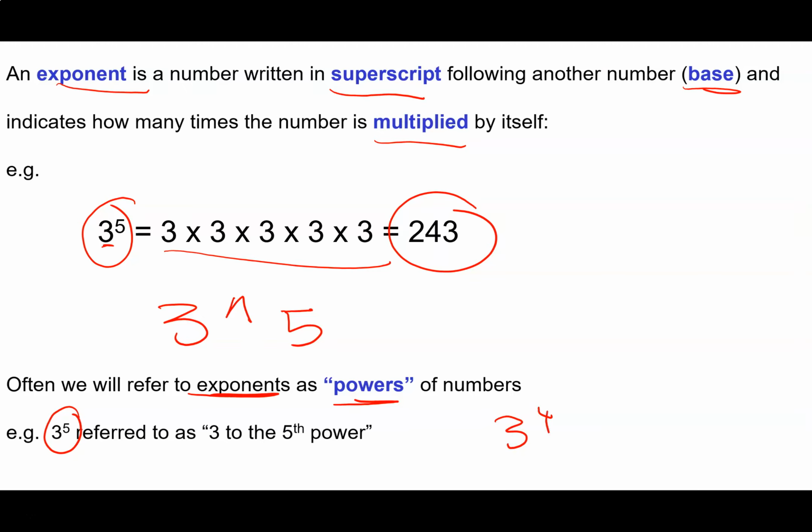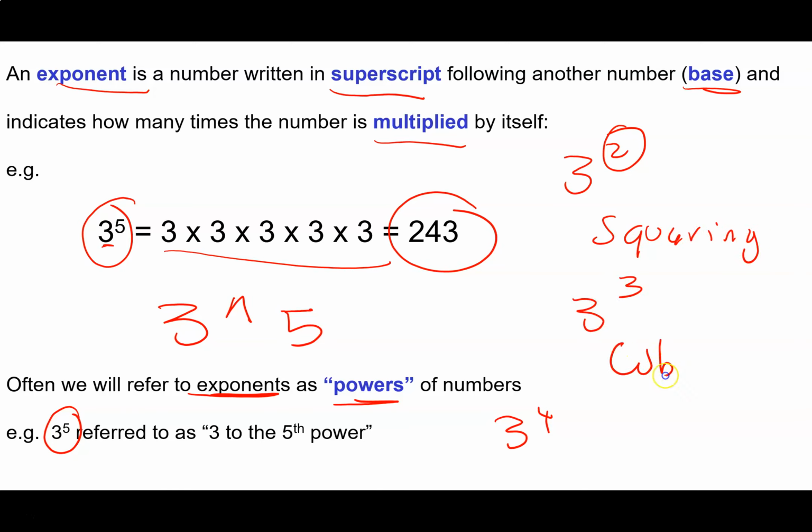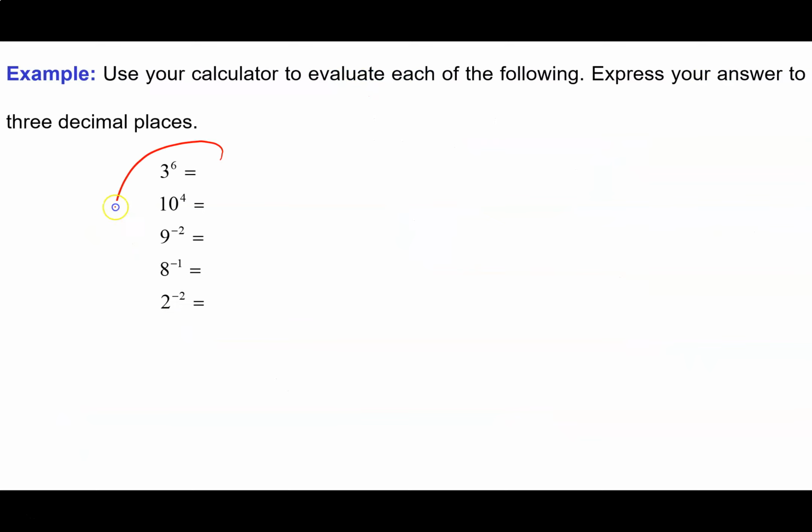Some powers have special names. When the power is 2, we call that squaring, and when the power is 3, we call that cubing. So the number out the front is the base, and the superscript is the exponent. Okay, so you want to go through and make sure that you know how to do this.